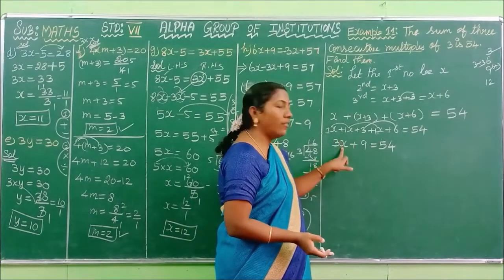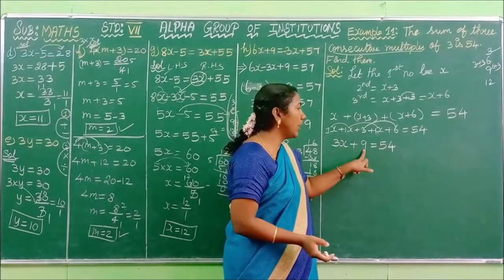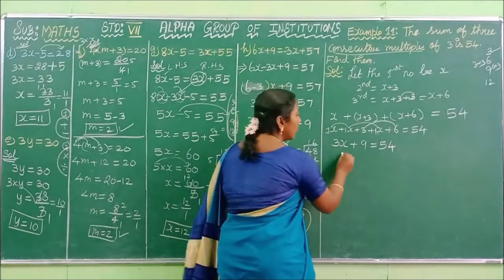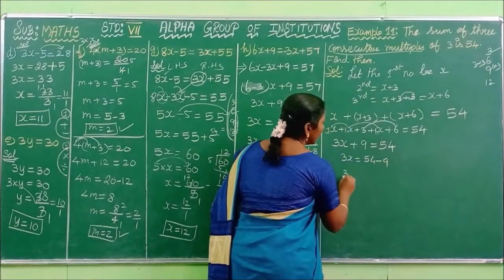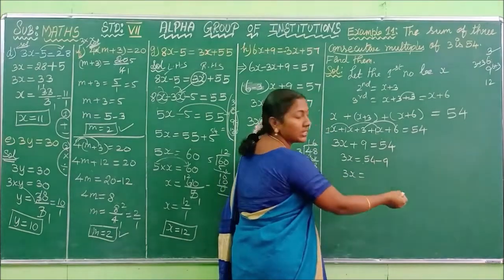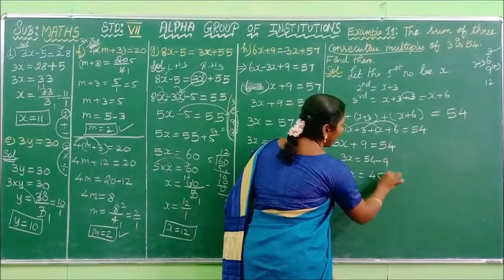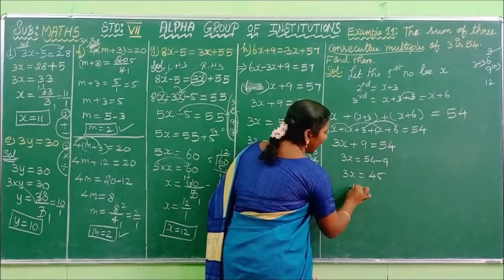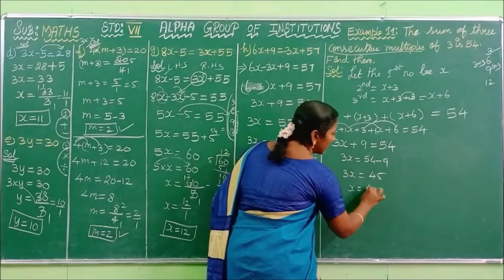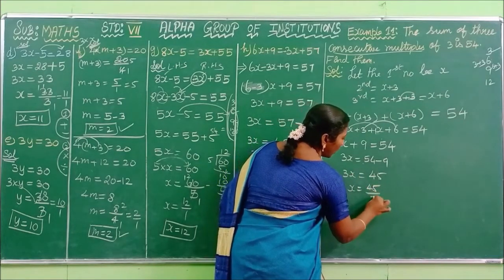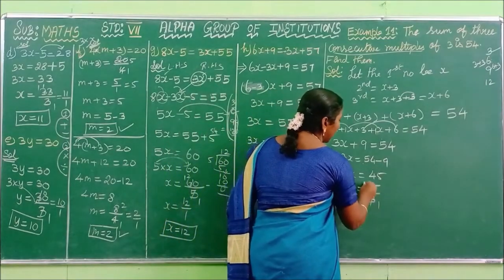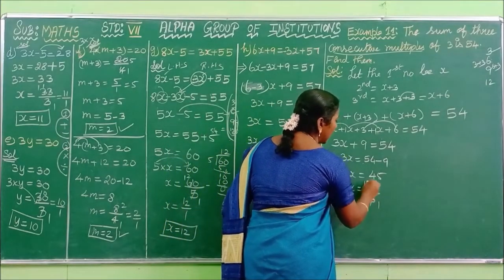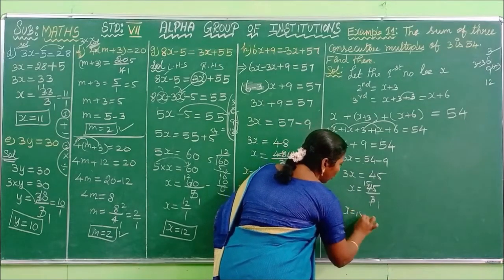So in order to find the value of x, you have to take the 9 to that side. So 3x equal to 54 minus 9. So what is your answer? 54 minus 9 is 45. To find the value of x, we have to bring the 3 to this side as a division. So 45 by 3. Now we are going to divide this. 1 3 is 3. Remember, 5 3s are 15, thus x equal to 15.